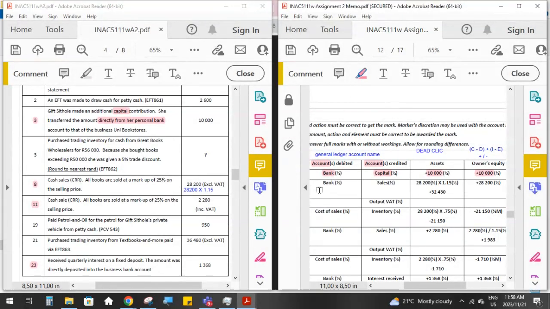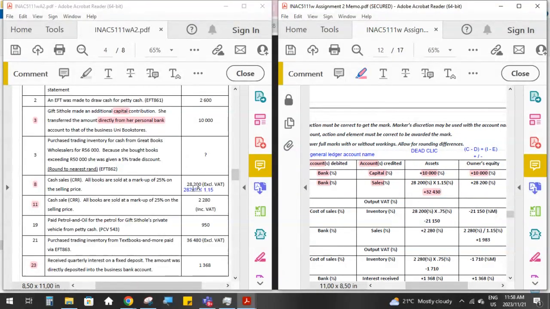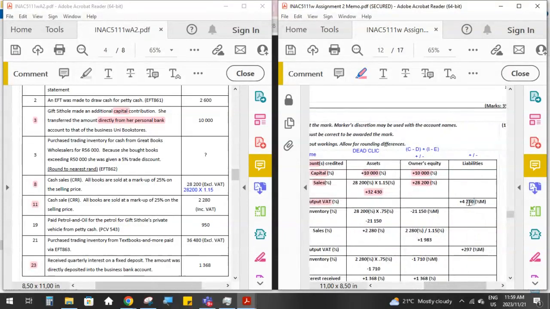So again, bank is increasing. We are debiting bank. And sales is increasing because we made a sale. So the rand value by which bank is increasing is the including VAT amount. The rand value by which sales is increasing will be the 28,200 excluding VAT amount. Owner's equity is increasing by the rand value of the sale excluding VAT. And why is that? Because the VAT belongs to SARS. So we must put the VAT under liabilities.